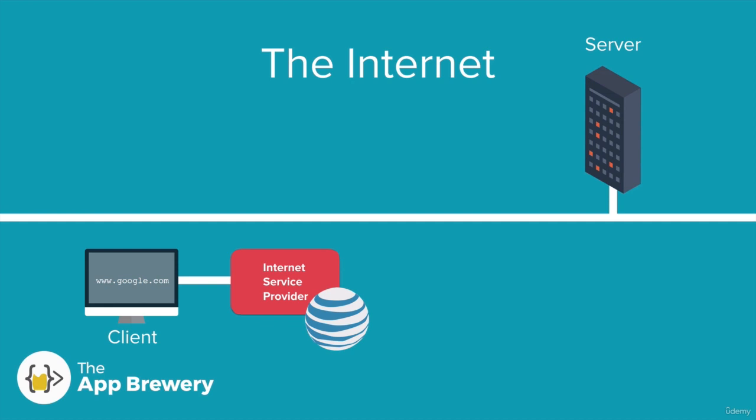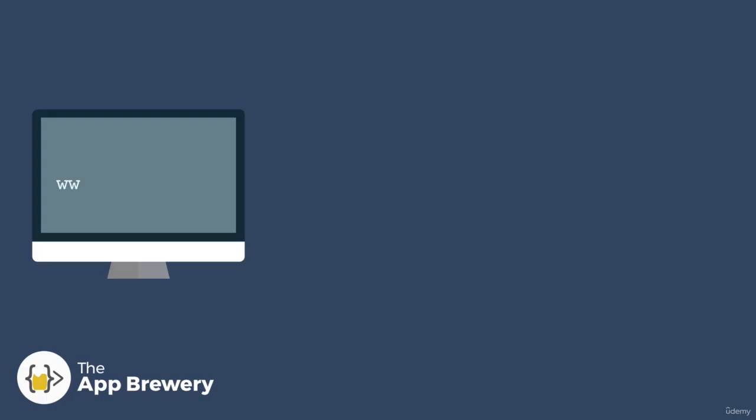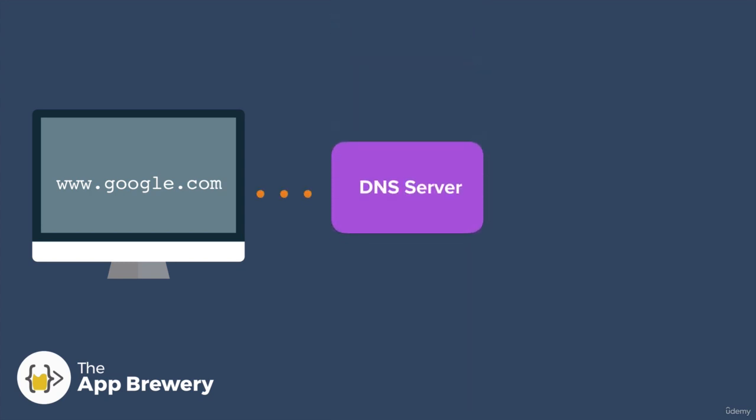And the ISP will then relay that message to something called a DNS server, a domain name system server. And a DNS server is essentially just a souped up phone book. And what happens when you make that request through your browser is the DNS server will look up in its database what is the exact IP address of that website that you're trying to access.